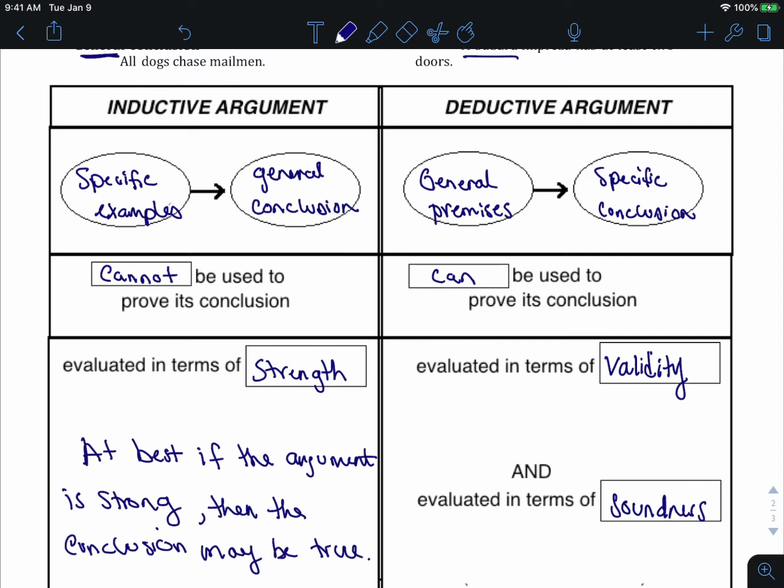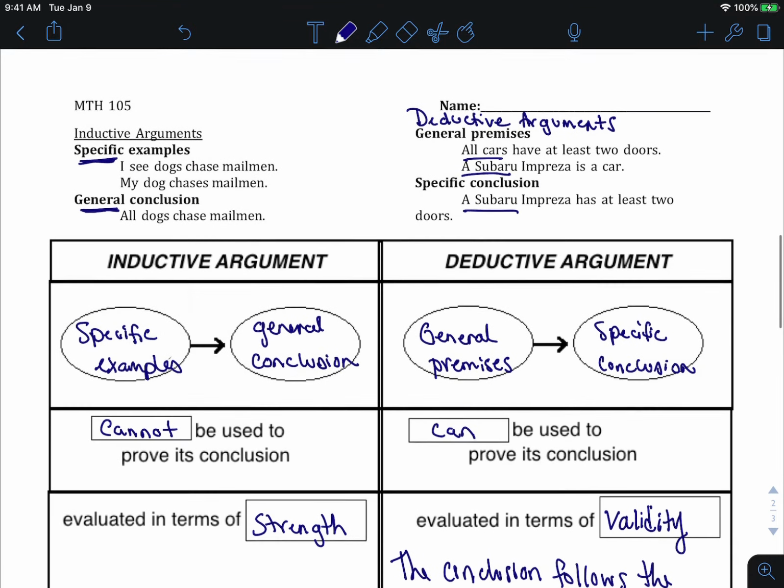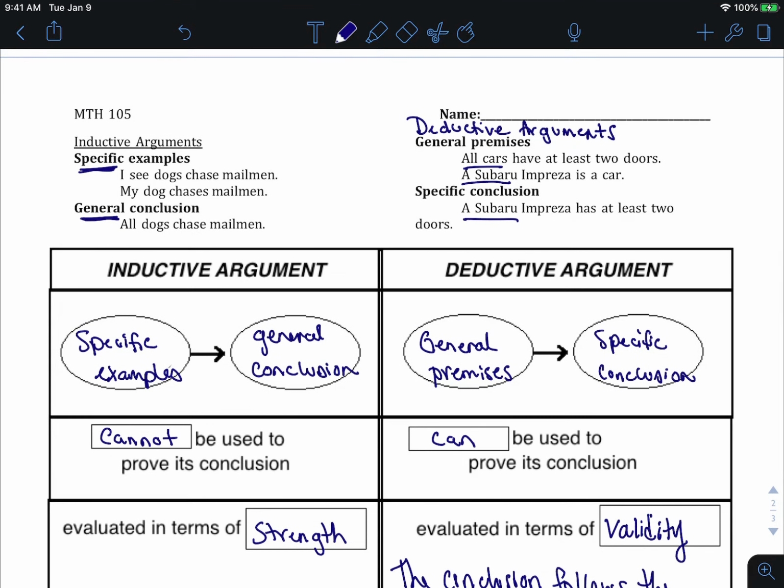Now, how you check to see if an argument is valid, it's based off if the conclusion follows the premises. So even if you have no knowledge of the argument, if the premises can lead you to that conclusion, then it's going to be valid. Just like if we look back at the car example. Okay, I'm given the fact that all cars have two doors, a Subaru Impreza is a car, well then I can make that conclusion based off those premises. So this argument is valid.